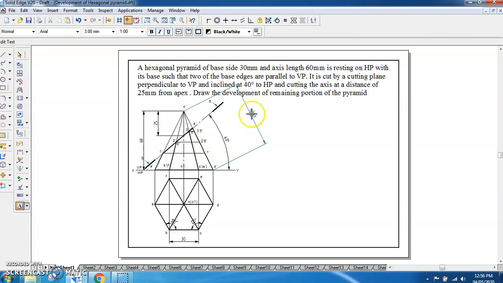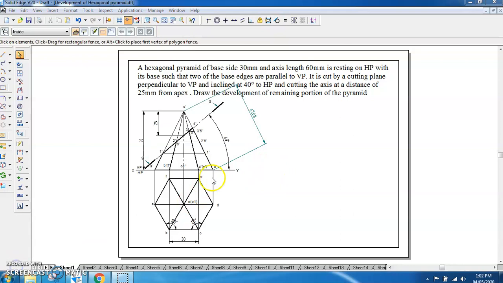Now we know the true length of the slant edges, the cutting points there and their distances on the true length. Now we have to do the development of the pyramid using the method called the radial line method. The radial line development for the hexagonal pyramid will be discussed in part 2 of this session. Thank you.